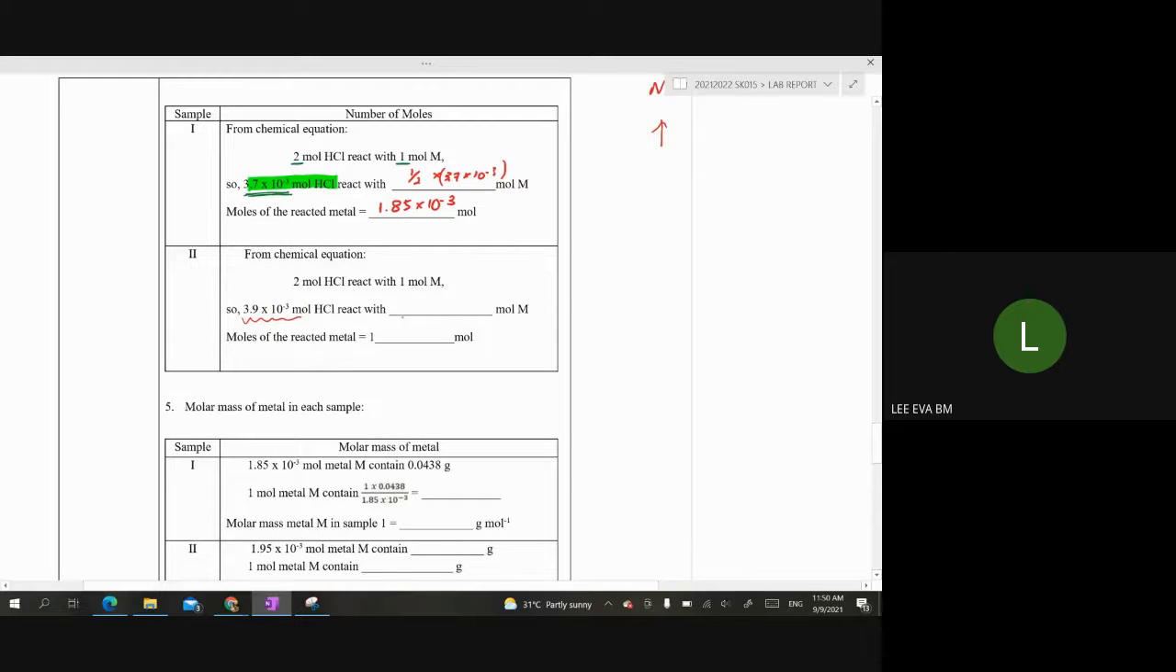And then part 2, after you complete the part for sample 2 just now, you will get the value 3.9 times 10 to the power of negative 3. So in this case, we also use cross multiplication to get the mole of the reacted metal, which is the first part over there. Over here, you will get about 1.95 times 10 to the power of negative 3.